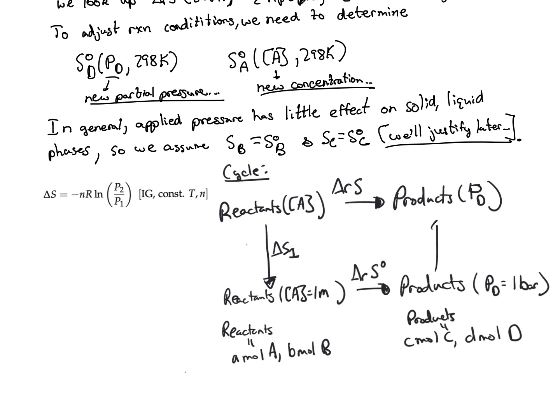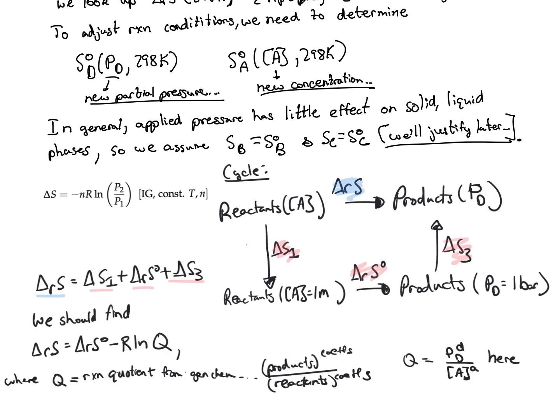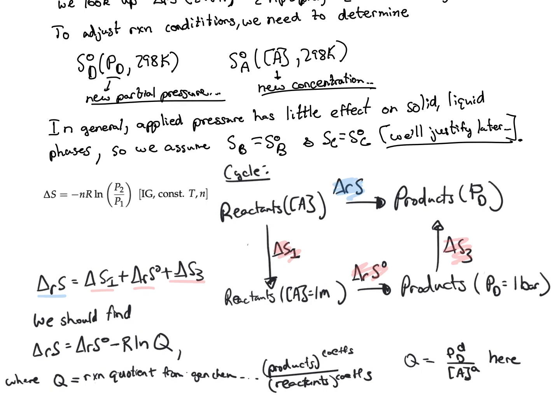Then I'll call this step 3, say, delta S3. I take my products from a partial pressure of D of 1 bar back to some arbitrary partial pressure PD. Okay, so if we again add up all those steps, 1 plus 2 plus 3, this is the exact same process as going from reactants to products under the conditions we're interested in. So delta RS is step 1 plus the standard conditions S plus step 3.